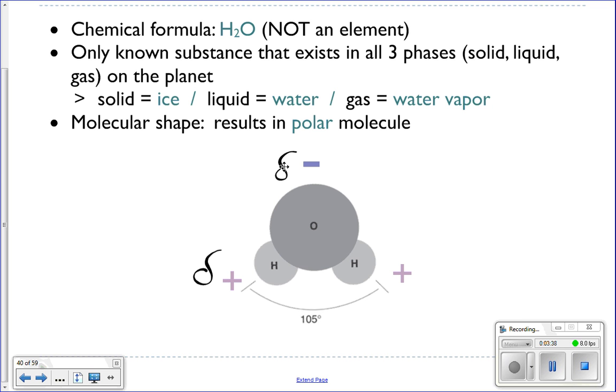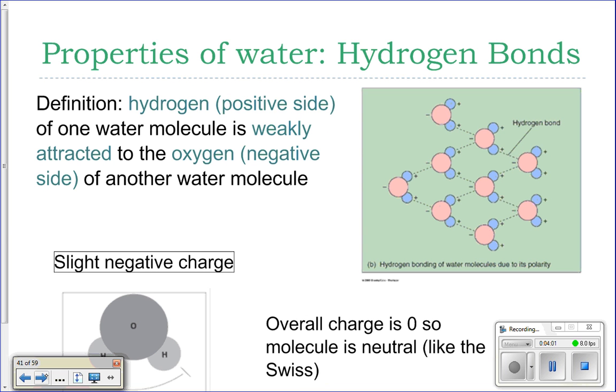Because water has a charge across the molecule, so it's got one side that's partially negative and one side that's partially positive, we say that it is a polar molecule, or it has two poles, two sides that have different charges. So water has one side that's negatively charged, one side that's positively charged. Let's look at how that actually affects water and the interaction of water molecules together.